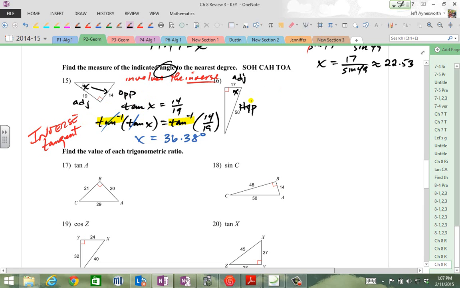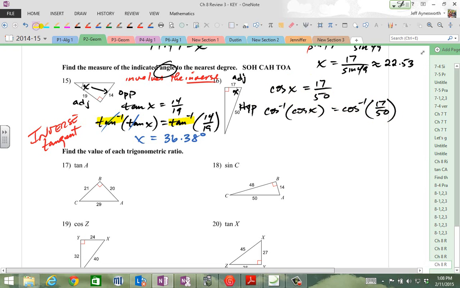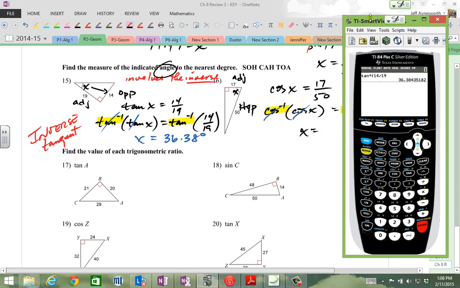Okay, now this one's cosine. Okay, adjacent divided by hypotenuse is a cosine. So here, this one's cosine x is equal to adjacent 17 divided by hypotenuse 50. And in this case, I want to take the inverse cosine of both sides. So let me do that. So notice that I took the inverse cosine of both sides here. Once again, the inverse cosine cancels out cosine, giving you the angle, and then becomes a calculator problem at that point.